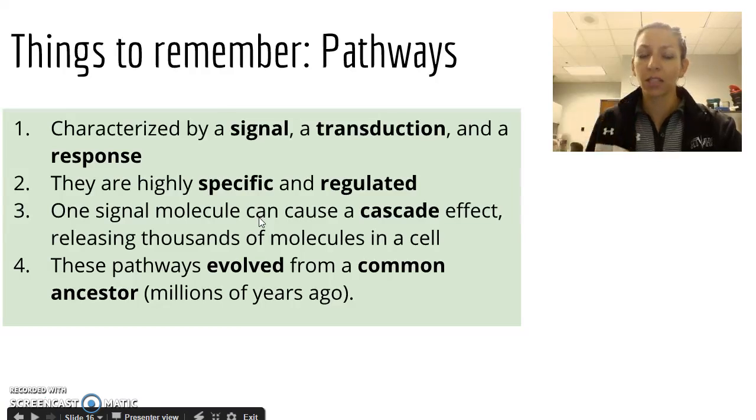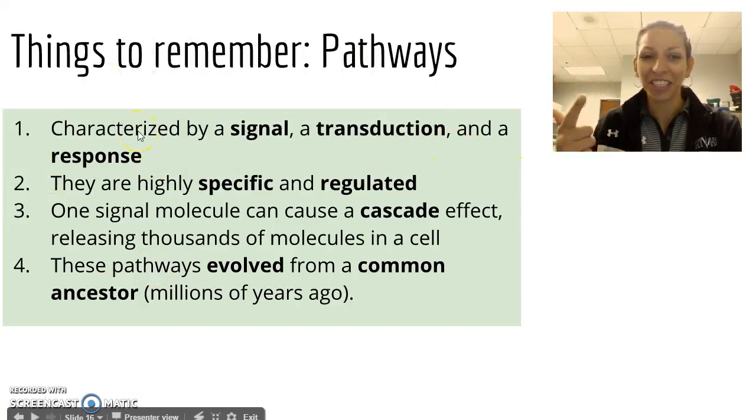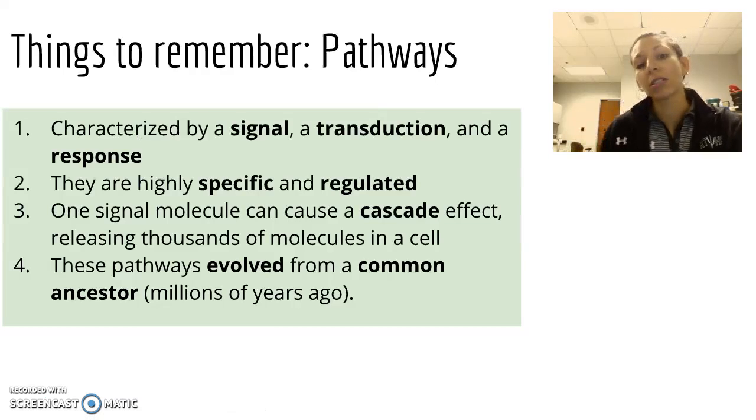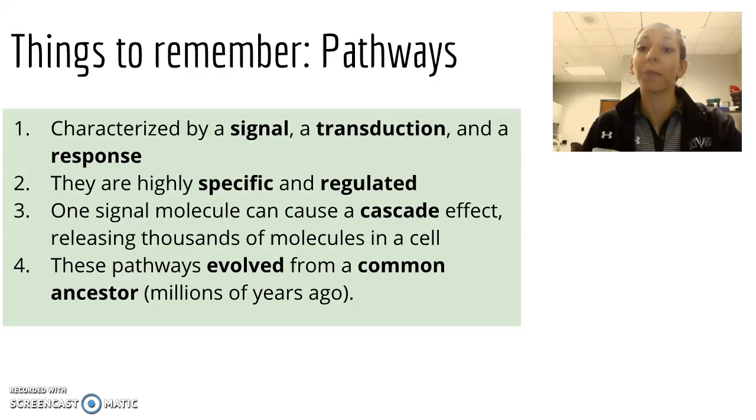So the four main things to remember are here. We're going to go deeper into cell signaling later on this year, but we need to remember about signal transduction pathways that they are characterized by a signal, a transduction, and then a response. They are highly specific and highly regulated, and one signal molecule can cause a cascade effect, releasing thousands of molecules in a cell. And these pathways evolved from a common ancestor millions of years ago.